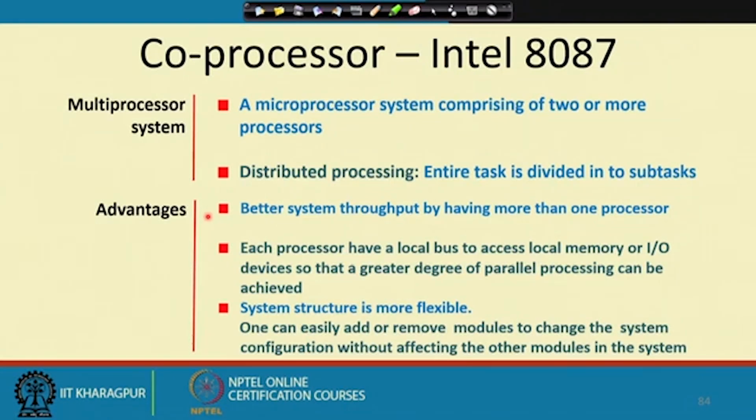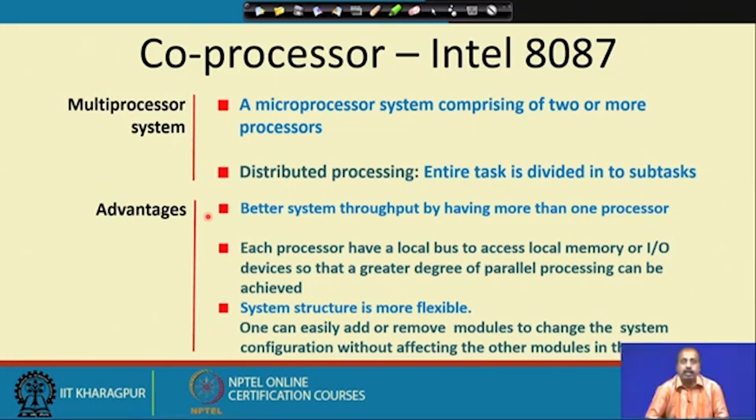But whenever it needs to access some global memory location, there has to be some synchronization between the processors. The system structure becomes more flexible. One can easily add or move modules to change the system configuration without affecting other modules in the system. So, you can have more processors attached to the system in a multiprocessor system without affecting the others, and that is the essence of this distributed processing.